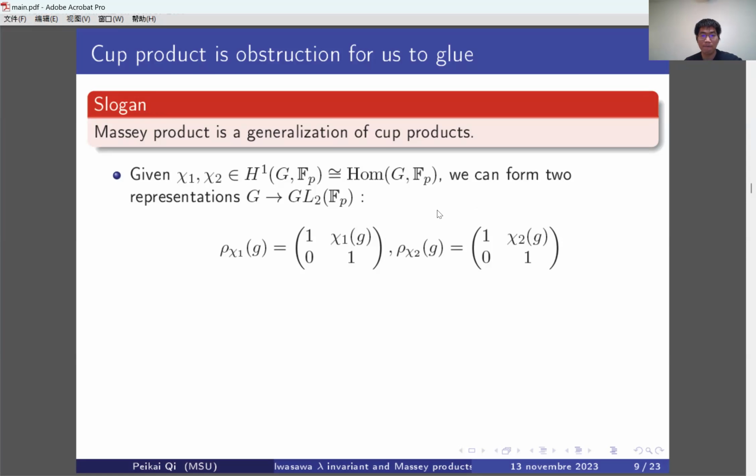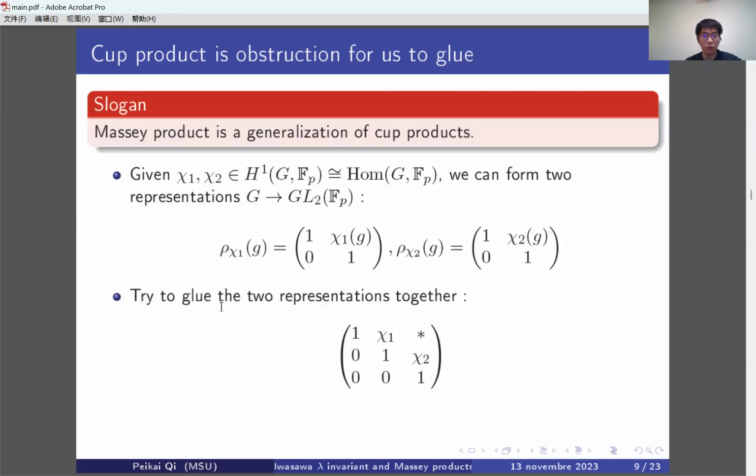generalization of the cup product. So here we have two characters. If you are given two characters, K1 and K2, where G is any abstract group. In our case, we take G to be the Galois group, but when you define a Massey product, G can be any abstract group. K1 and K2 are two homomorphisms from the group G to F_p. So we can form two representations, G to GL2(F_p). You just put 1 in the diagonal and the character K1 and character K2 in the next diagonal.